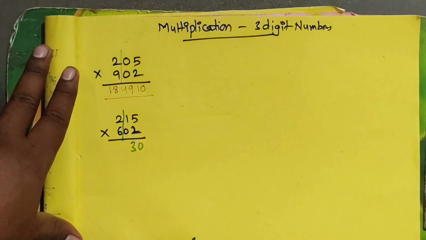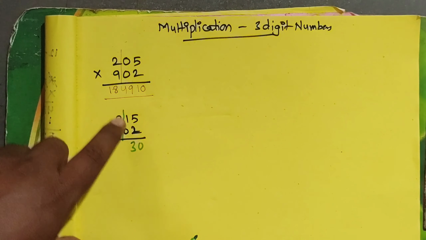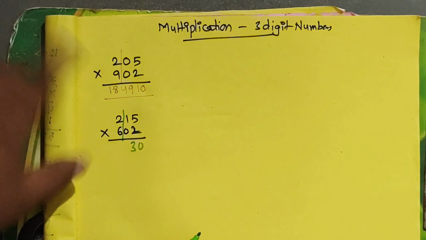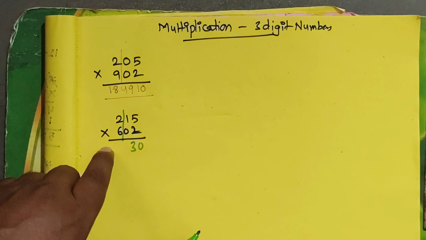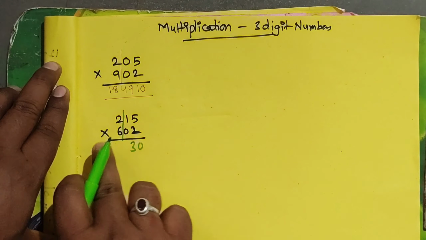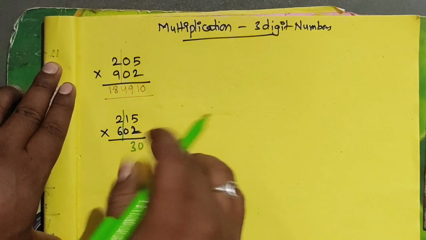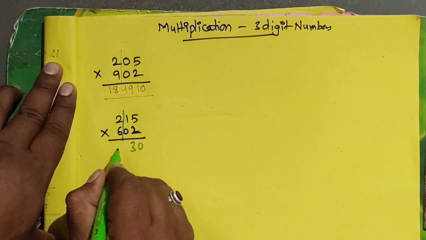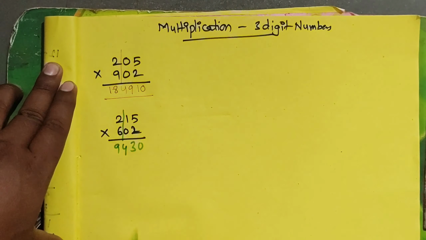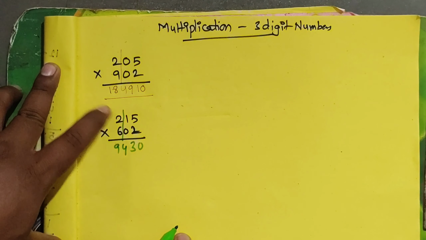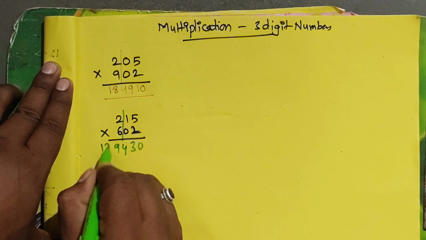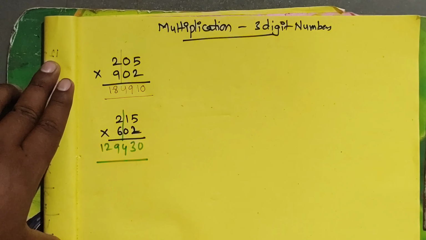Now take the cross multiplication. 2 2s are 4, we know easily, and 15 6s are 90, we can know easily. So 6 15s are 90, 2 2s are 4, means 90 plus 4 becomes 94. And then 6 and 2, 6 2s are 12. This is the answer. So you can solve very easily.